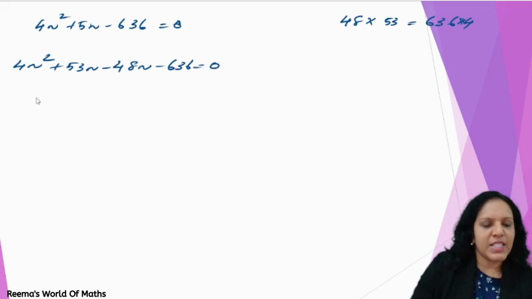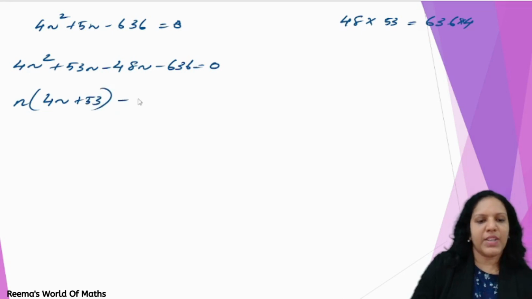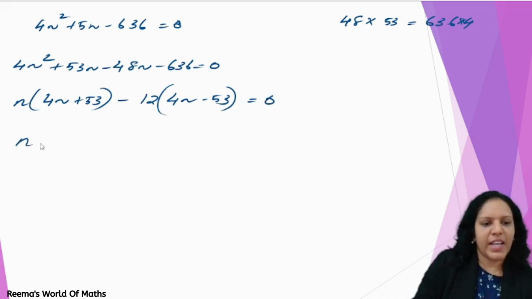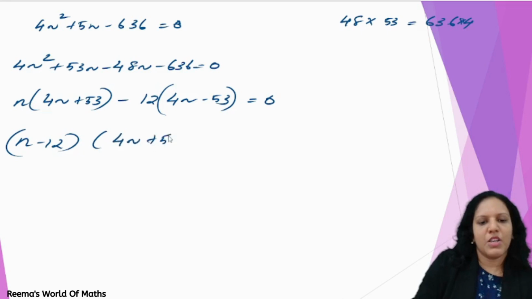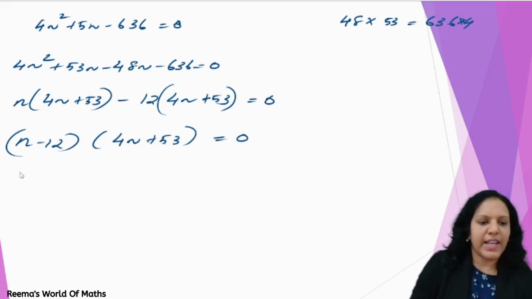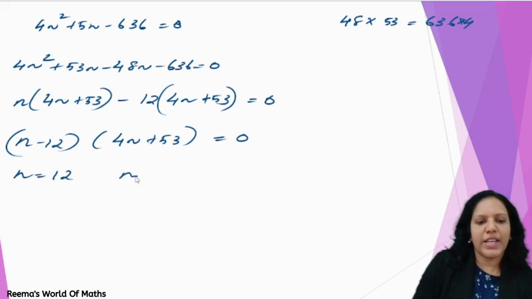Which we can write as, we can take n common here. So that is n times 4n plus 53 minus, again we can take 12 outside, 4n plus 53 equals 0. So that is either n minus 12 multiplied by 4n plus 53 equals 0. So we know either n equals 12 or n equals minus 53 by 4.